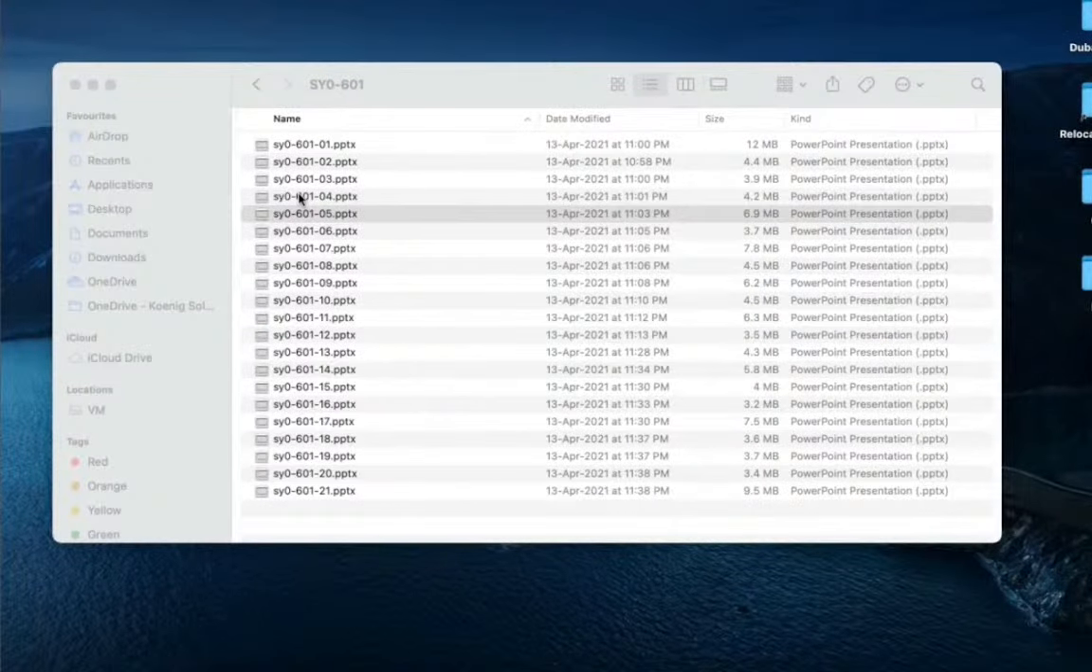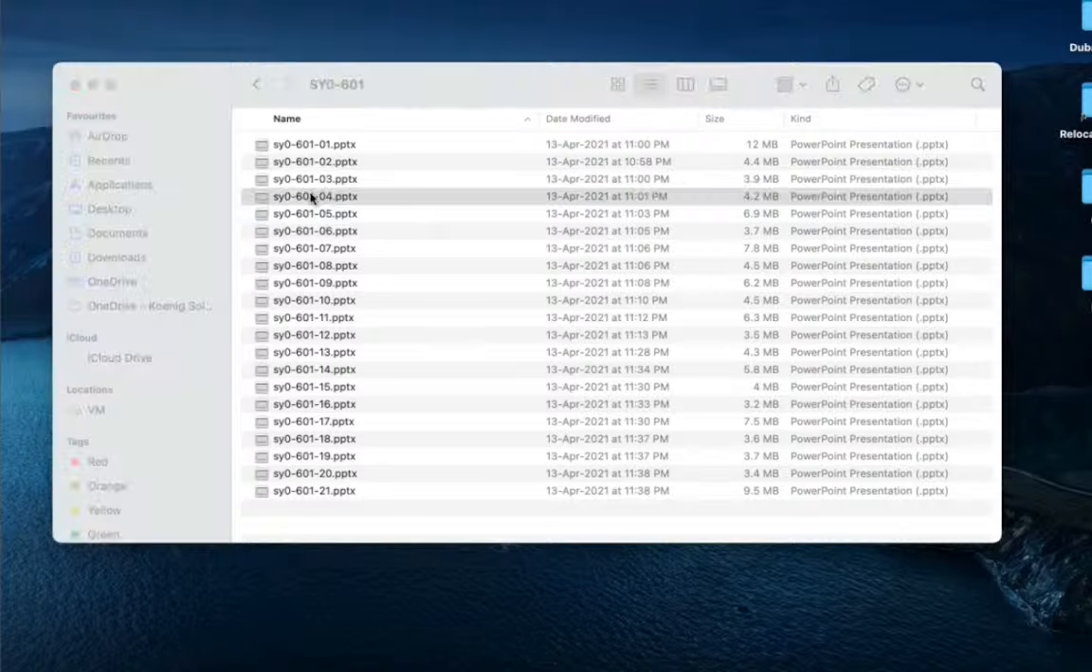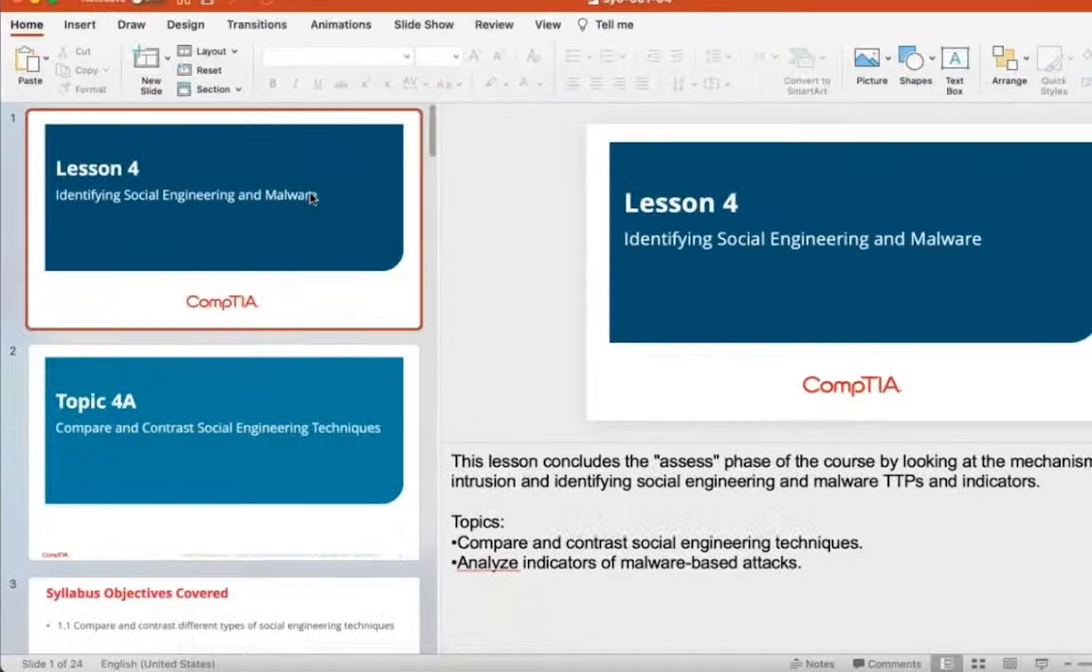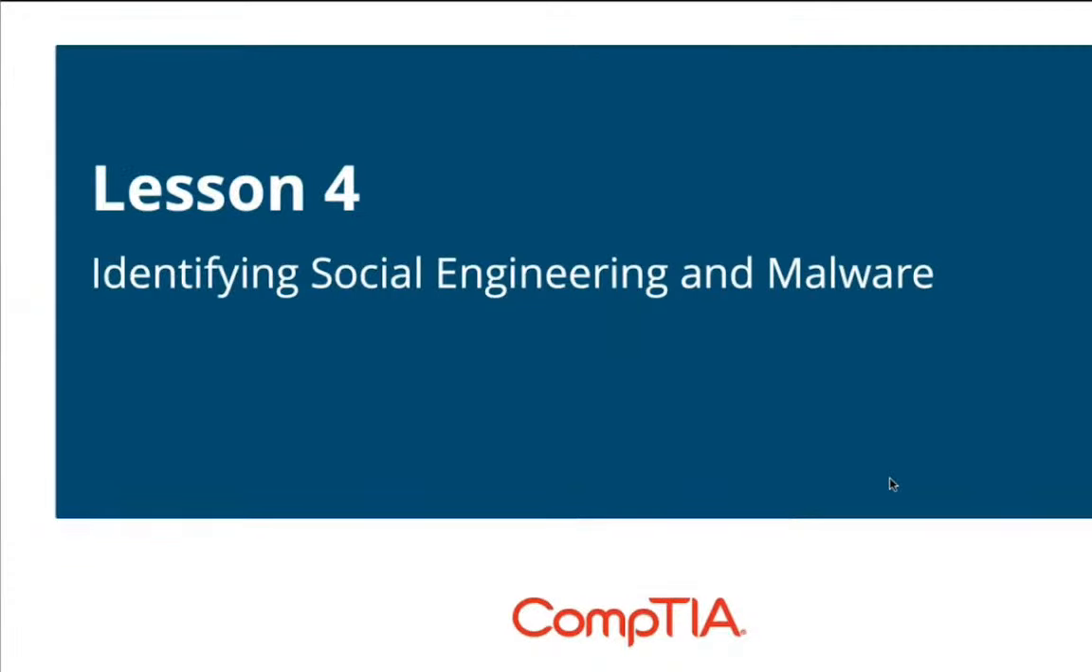Okay, so lesson number 4 now. I'll talk about social engineering and malware. These are two of the important things. Till now, what we have discussed is a little bit of how to hack a system.